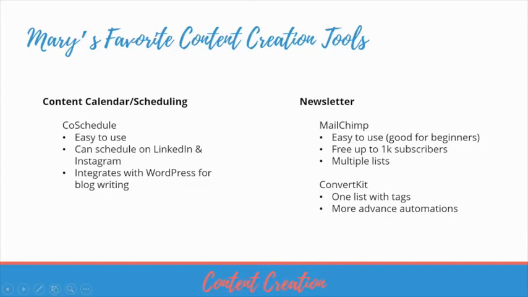Now, we're actually in the middle of switching. So that's why you see here also ConvertKit. Now, when we found ConvertKit, we really fell in love with it because it had more advanced features and automation, and we could do a lot of different things with ConvertKit that we couldn't do with MailChimp. So as your list gets bigger and bigger, you might want to look at how you're going to change. You don't have to stay with the same one forever and ever.